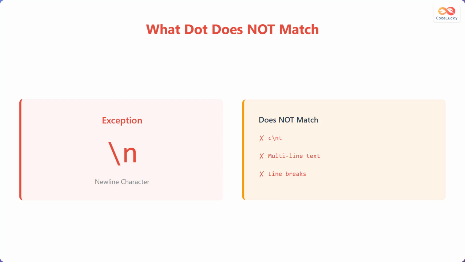It's important to know the exception. The dot does not match the newline character. The newline character is used to indicate the end of a line. Therefore, the pattern C.T will not match C newline T, multi-line text, or line breaks.